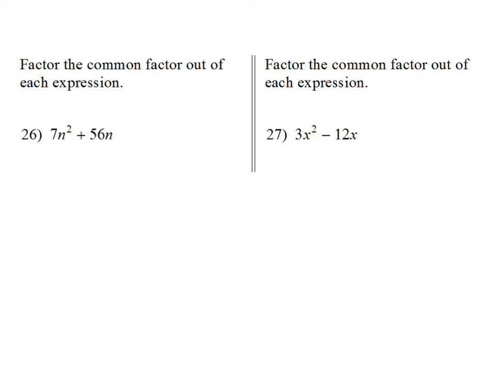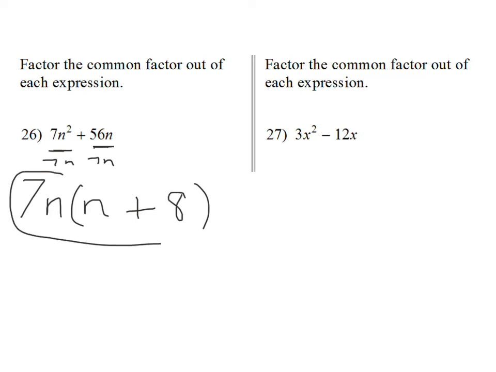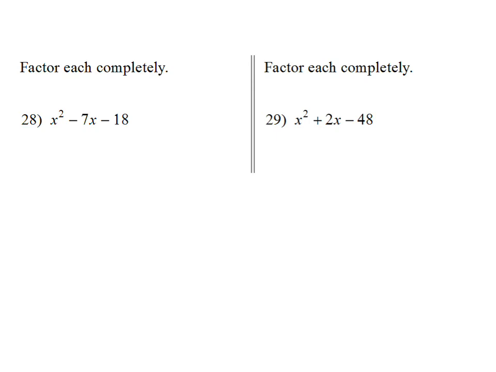Alright, now we're asked to factor. Well, in this case, we're just factoring out the common factors. So I look to see what's common in these two terms. So I notice that in 7 and 56, 7 is common, and they both have a variable n. And now when I divide that out of each of those terms, that's what goes on the inside of the parentheses. So 7n squared divided by 7n is n, and 56n divided by 7n is 8. And then there's your factored form using the GCF. So again, do that for number 27.